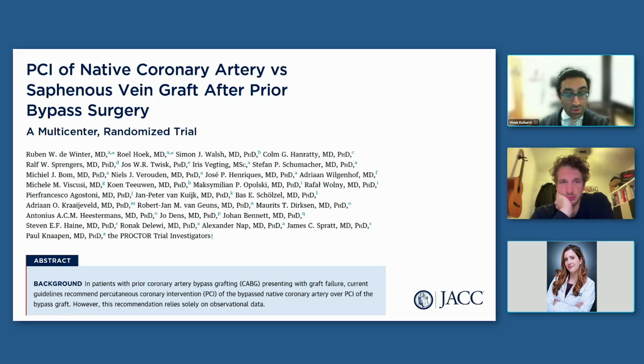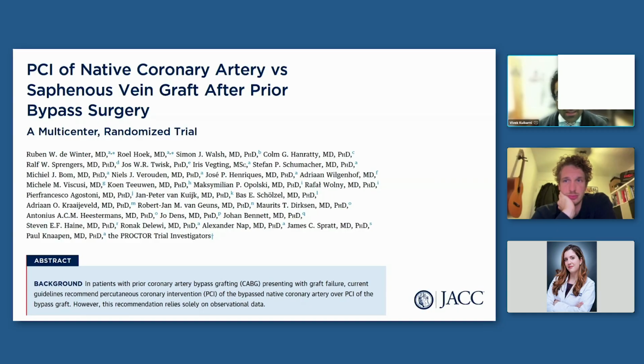And this is the article we'll be discussing: PCI of native coronary artery versus saphenous vein graft after prior bypass surgery. Again, this was recently presented at TCT and simultaneously published in JACC. With that, I'll turn it over to Megan. Megan, are you there?